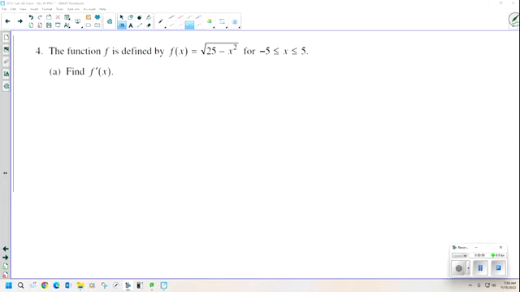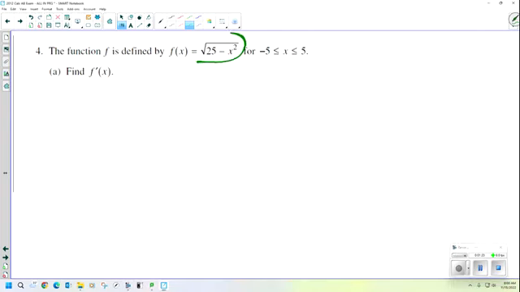Number 4, the function f is defined by f of x equals the square root of 25 minus x squared for the interval when x is between -5 and 5 inclusive. Basic problem for 4a, find f prime of x. We just need the derivative.